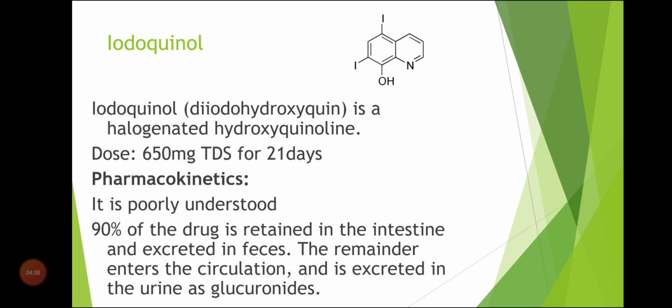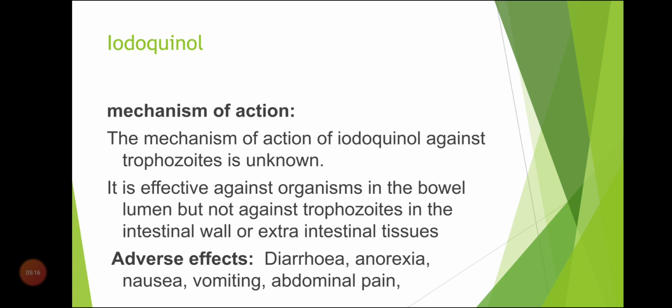The next drug is iodoquinol. Iodoquinol is a diiodohydroxyquinoline derivative, a halogenated hydroxyquinoline. The dose of iodoquinol is 650 mg thrice a day for 21 days. Pharmacokinetics: the pharmacokinetics of iodoquinol is poorly understood. 90% of the drug is retained in the intestine and excreted in the feces. The remainder enters the circulation and is excreted in the urine as a glucuronide conjugate.